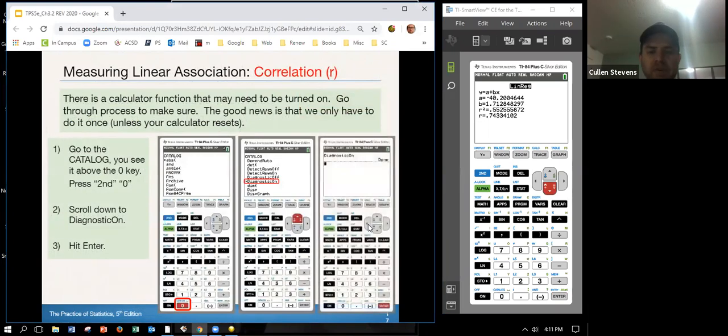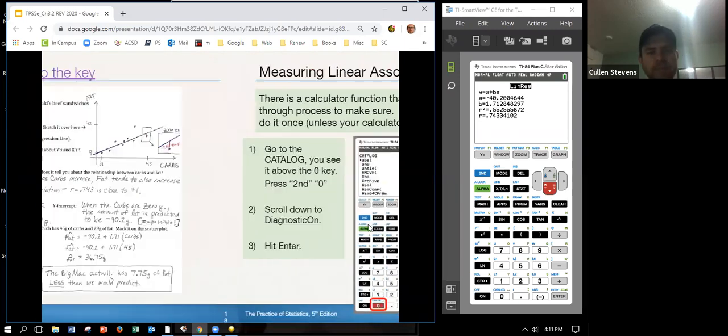Remember real quick, if you're not seeing the R and the R squared, we should go through these steps to turn it on. We talked about it in 3.1. You don't have to do this often unless your calculator is reset. But just a quick reminder that if you don't see the R and the R squared, you have to turn your diagnostics on. And this is the screenshot from 3.1, how to do that.